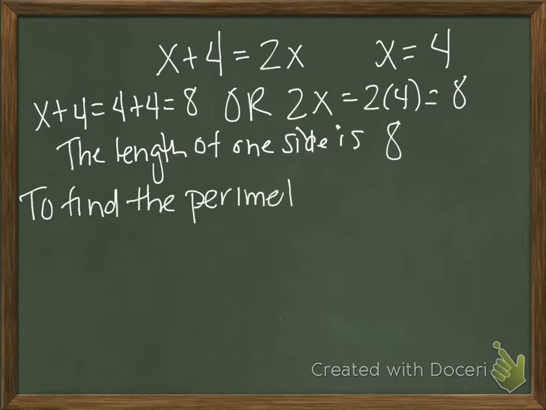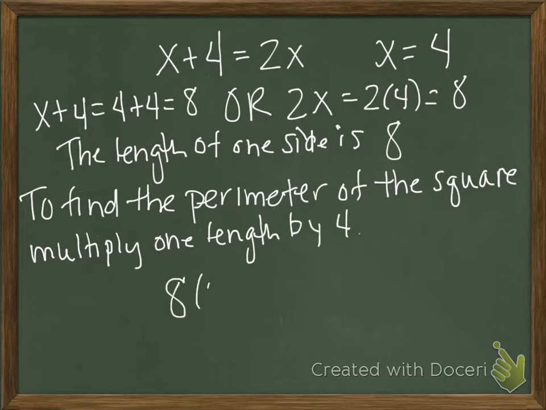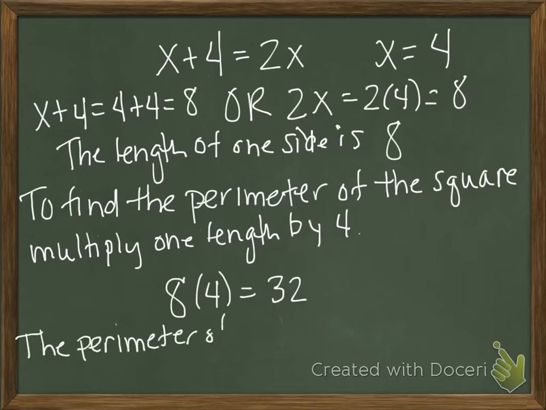Now to find the perimeter, we can either add all 4 sides, we can either do 8 plus 8 plus 8 plus 8, or we can just multiply one length, 8, times 4 sides. So 8 times 4 is 32. So the perimeter of the square is 32 units.